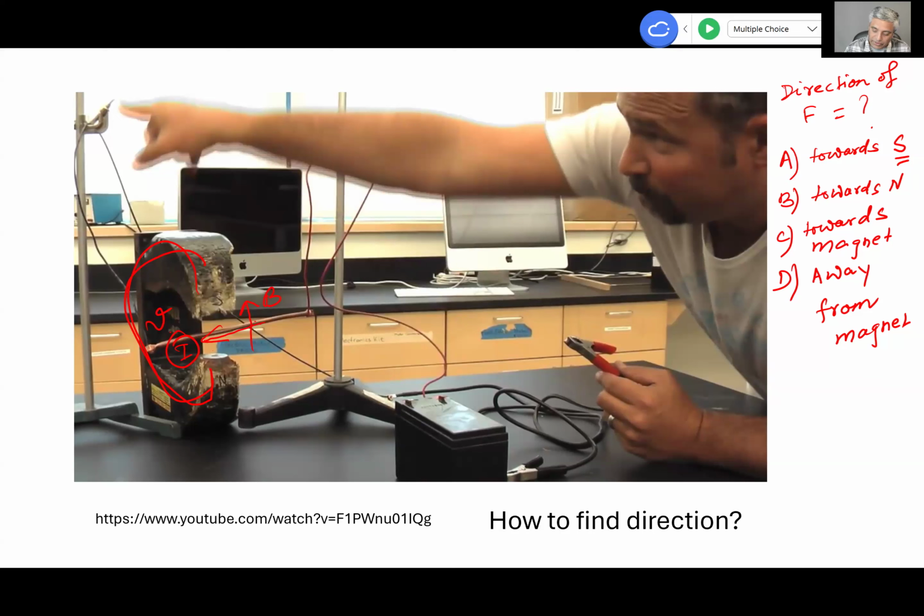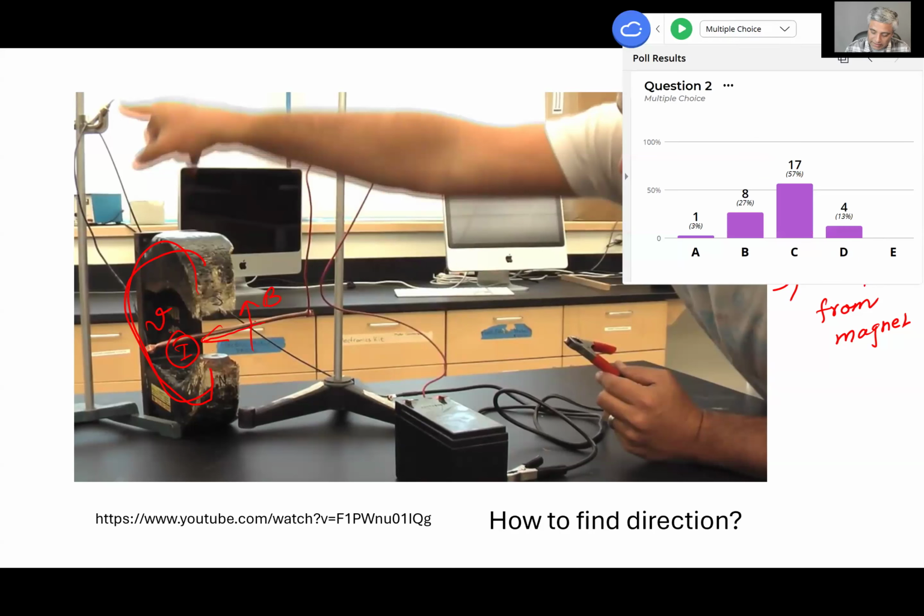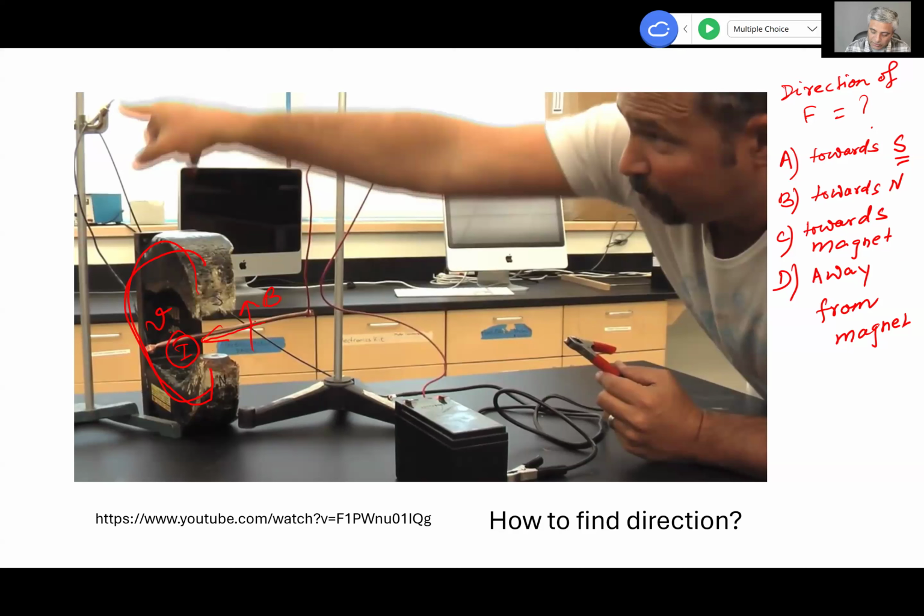Okay, let's see what we got here. Mostly C. What is C? Towards the magnet. Okay. So the magnetic field is up. So v and the magnetic field is up. That means the palm has to be pointing this way so that I can curl the fingers. So it goes towards the screen, which means towards the magnet. Yeah, C makes perfect sense here.